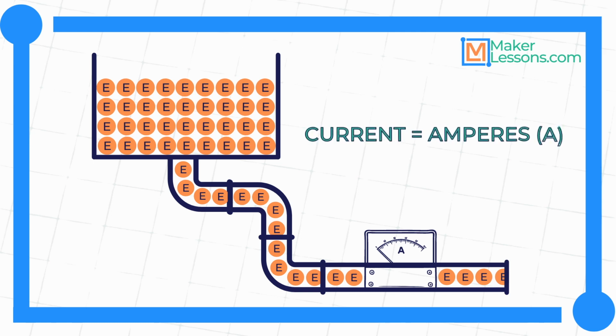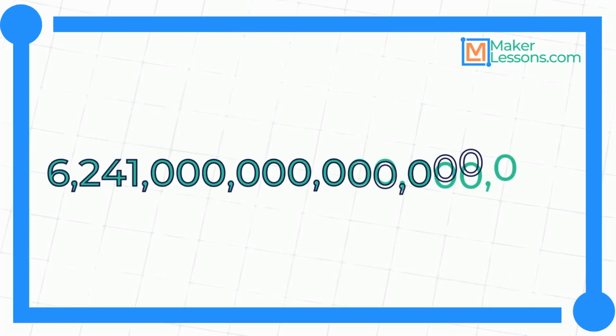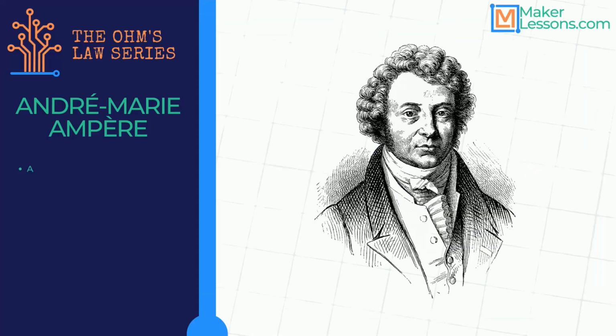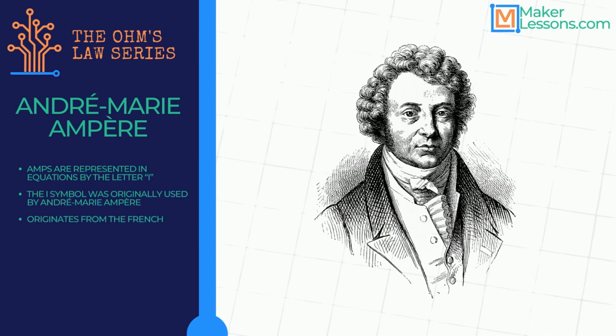This amount of charge is referred to as an ampere, the unit for electric current. An ampere is defined as 6.241 times 10 to the 18th power of electrons passing through a point in a circuit every second. Amps are represented in equations by the letter I. The symbol I was originally used by André-Marie Ampère, which originates from the French phrase intensité du courant, or current intensity, after whom the unit of electric current is named.